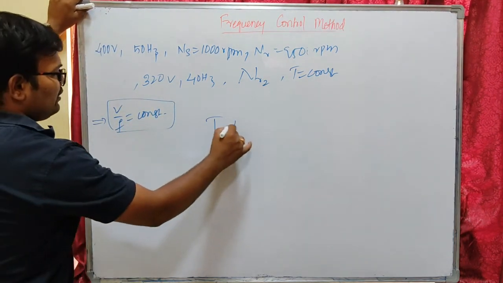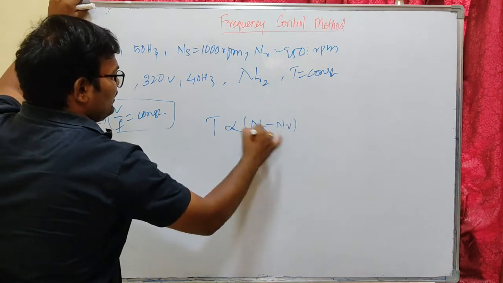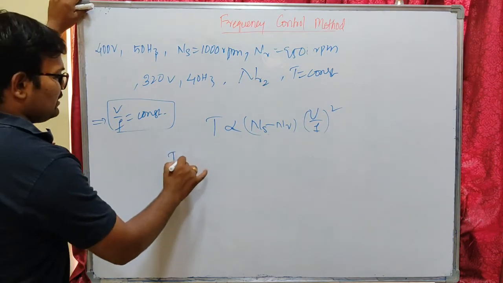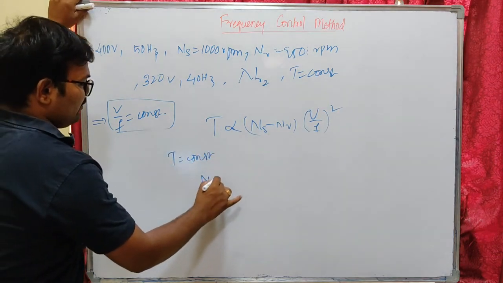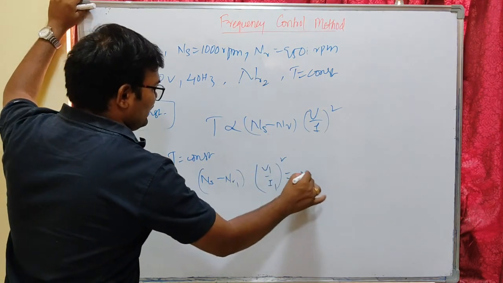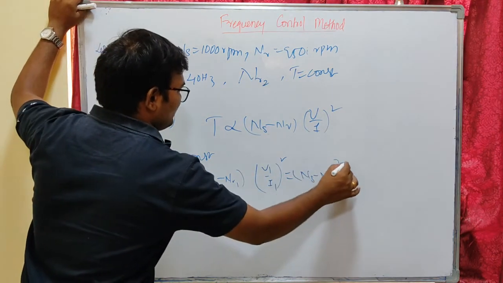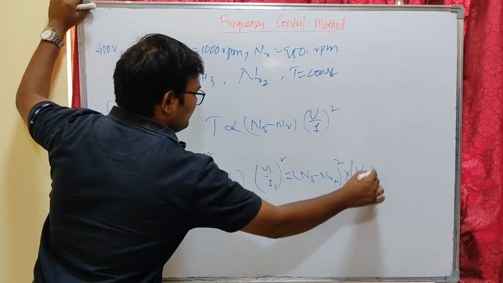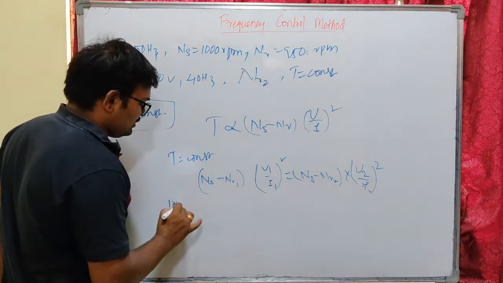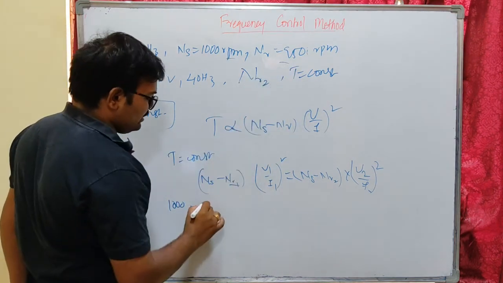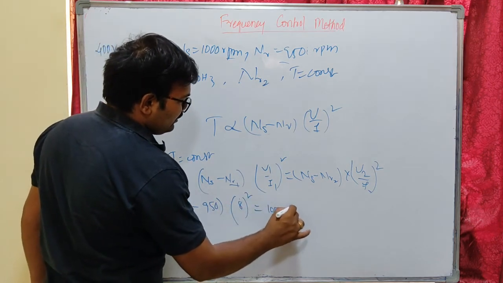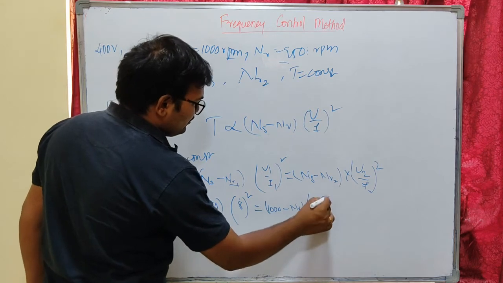Now we have the expression for torque equal to Ns minus Nr into V by F whole square. So as V by F is constant, we can write it as torque is constant. So I can write Ns minus Nr1 into V1 by F1 whole square equal to Ns minus Nr2 into V2 by F2 whole square. You can substitute the values here so that you can get the answer. So Ns is 1000 and Nr1 is given 950 rpm into V by F is 8 whole square is equal to Ns is 1000, Nr2 is to be found, and V by F is 8 whole square. So you can cancel out here.